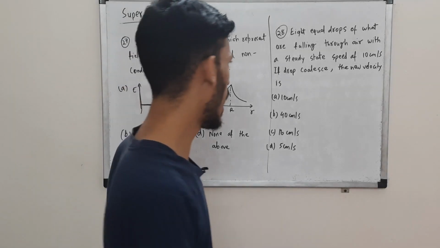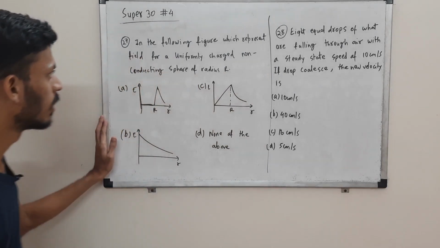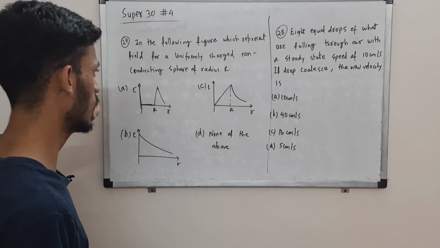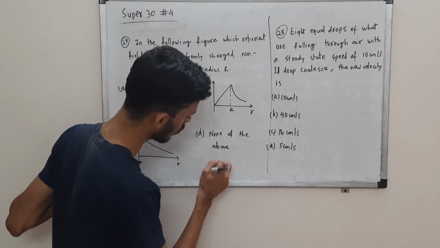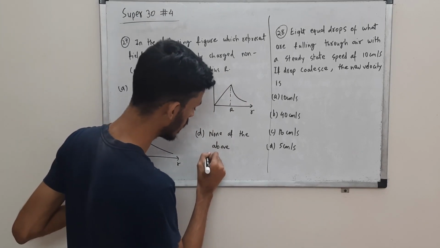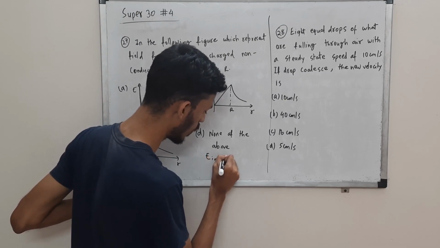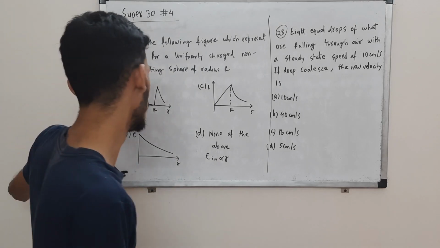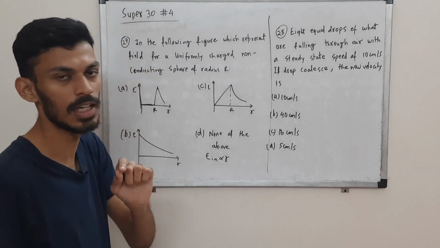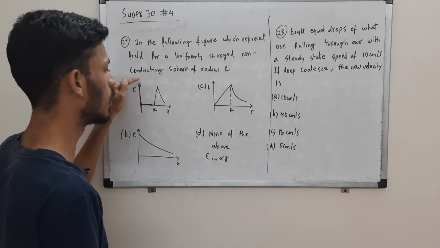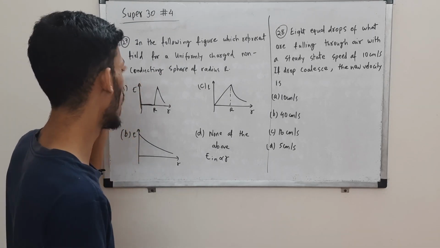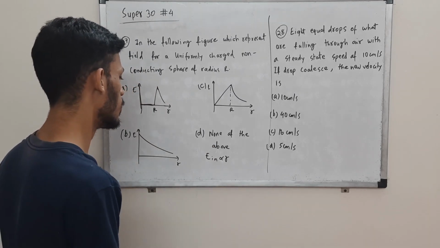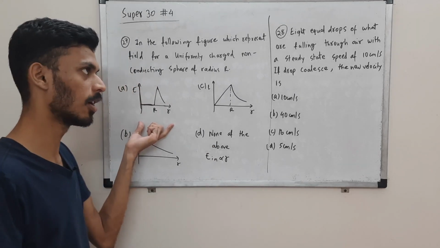So question 27 and 28. In 27, we are supposed to tell which is the correct figure for a uniformly charged non-conducting sphere. For a uniformly charged non-conducting sphere, the field inside will be proportional to r, right? This one is for a spherical shell or conducting sphere, because the field inside a conducting sphere will be 0. Later it will shoot up as kq by r square, and then it will fall as kq by small r square, right? So this is for a spherical shell or a conducting sphere.